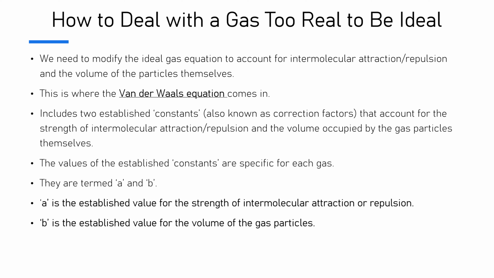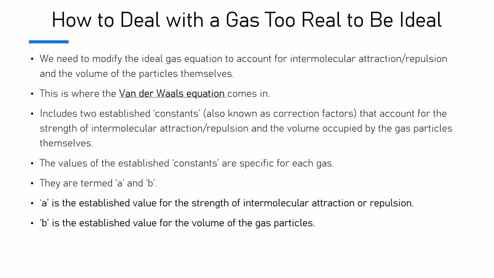Within the van der Waals equation, we have two established constants, also known as correction factors, that account for the strength of intermolecular attraction or repulsion between gaseous particles and the volume occupied by the gas particles themselves. The values of the established constants are specific for each gas. They are termed A and B. A is the established value for the strength of intermolecular attraction or repulsion between gaseous particles of a particular gas, whereas B is the established value for the volume of the gas particles of a particular gas.